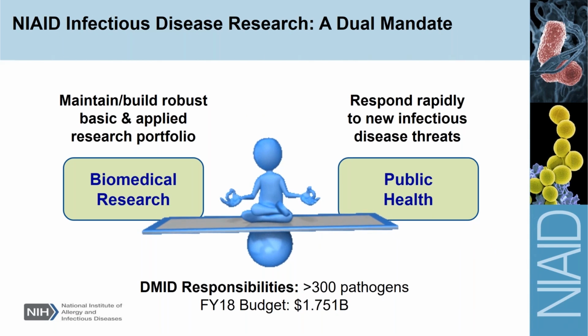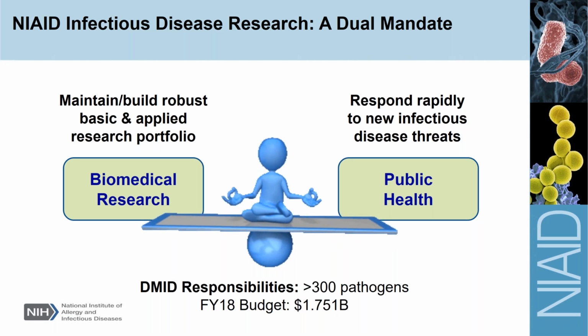One point I just wanted to bring up is a unique feature of NIAID's mission: we have a dual mandate. Not only, as with other institutes at NIH, do we need to maintain and build a robust portfolio of basic and applied research through funding and other interactions, but we also need to be prepared to respond rapidly to any new infectious disease threats that come up. Things from Ebola outbreaks to Zika outbreaks across the globe, as well as the emerging antimicrobial resistance. As I mentioned, DMID is responsible for pretty much all pathogens of interest to human health, a responsibility that spans more than 300 pathogens. And you can get an idea of the budget and the amount of investment that the US is putting in that space, with the fiscal year 18 budget listed there at about $1.7 billion.